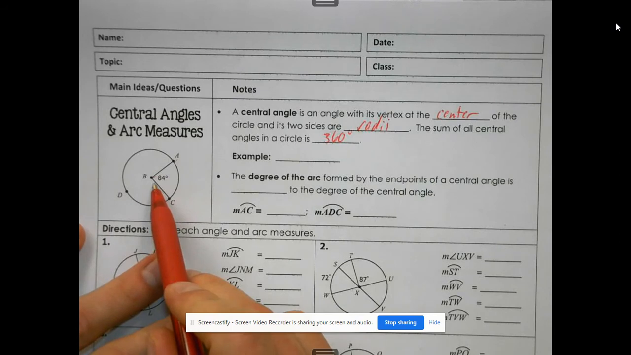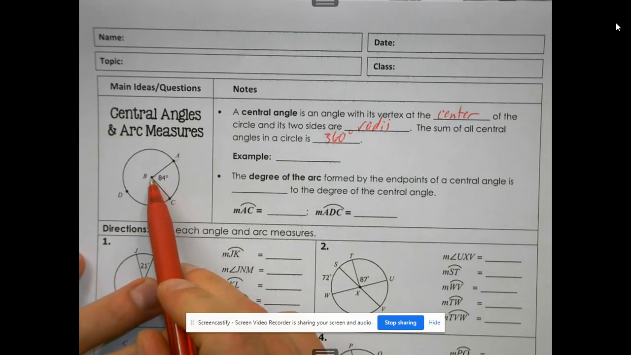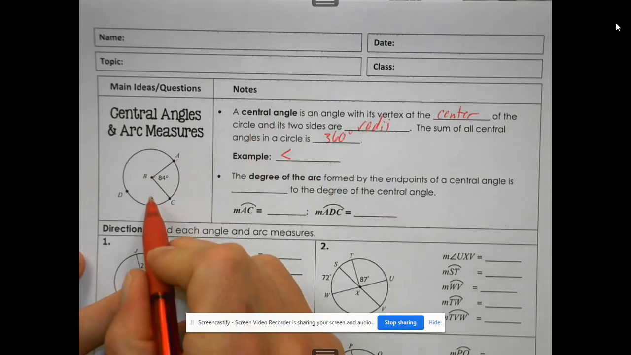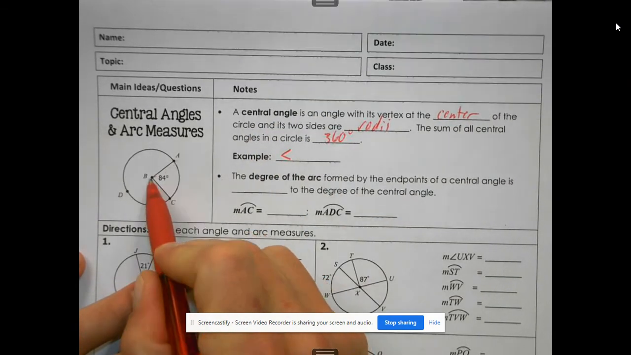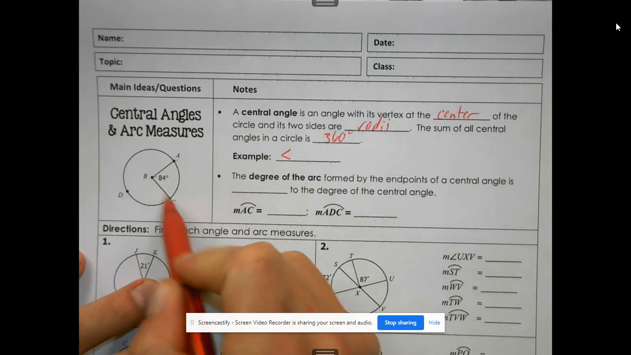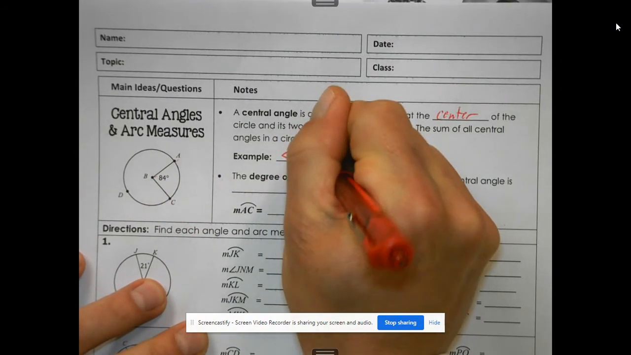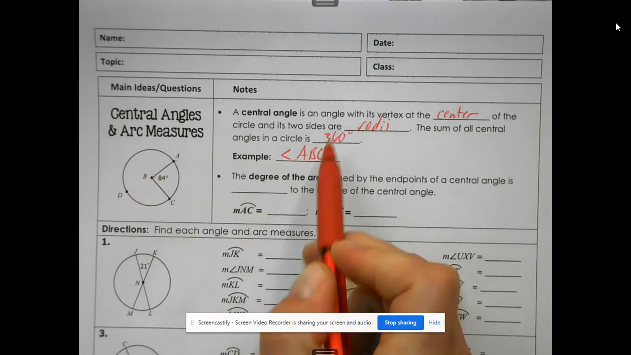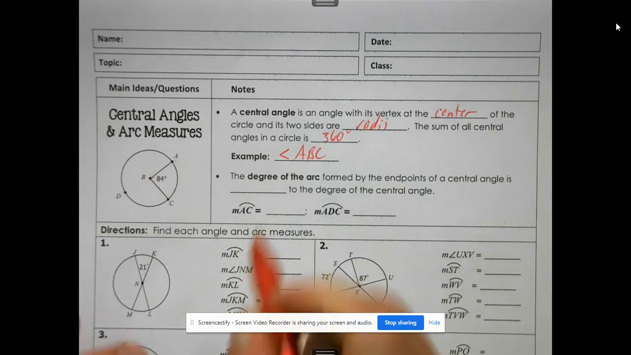Example of the central angle over here, remember, the vertex has to be the middle letter. So I would say this central angle over here would be angle ABC, or I could say angle CBA. Same thing, but I'll just go ABC. Make sure B is in the middle. The center has to be the center letter of your three letters.